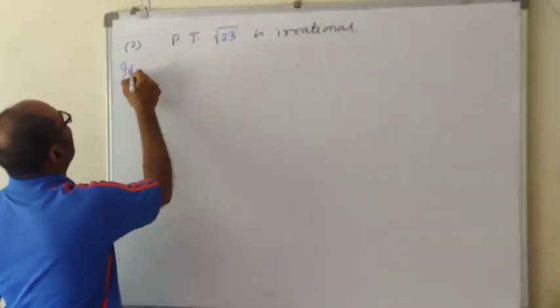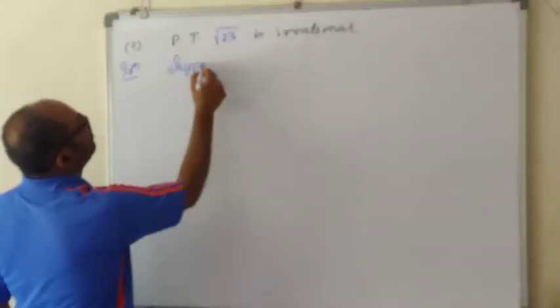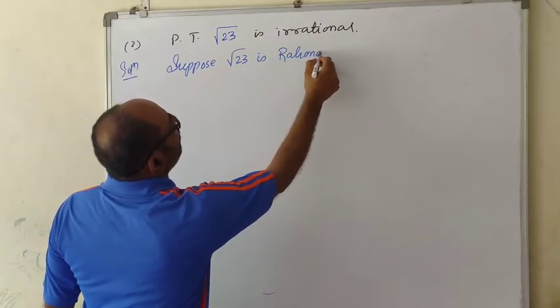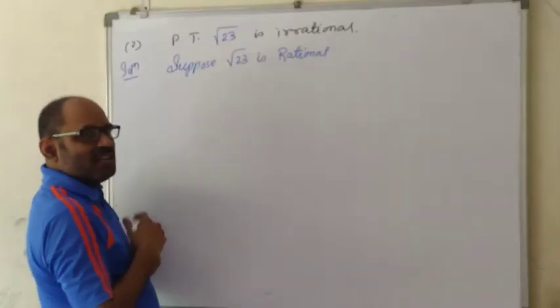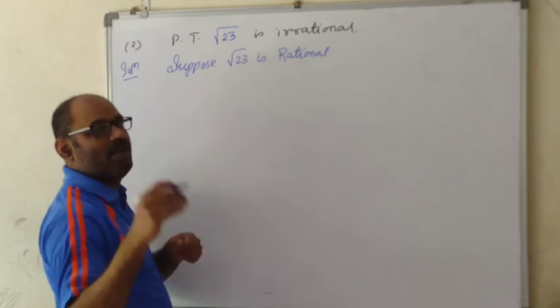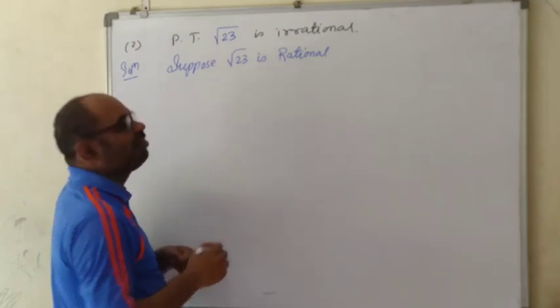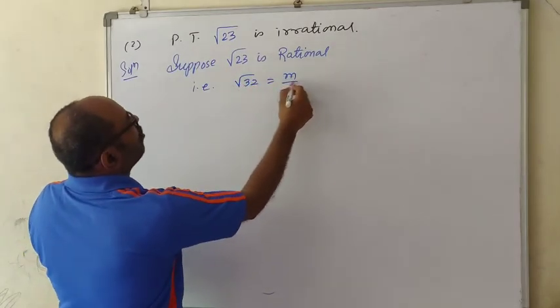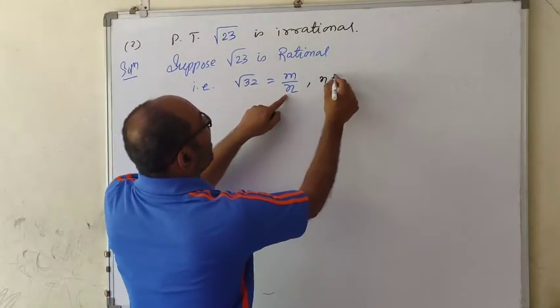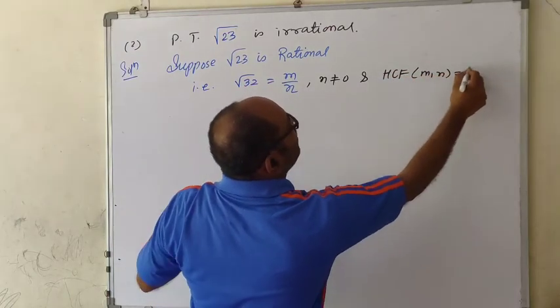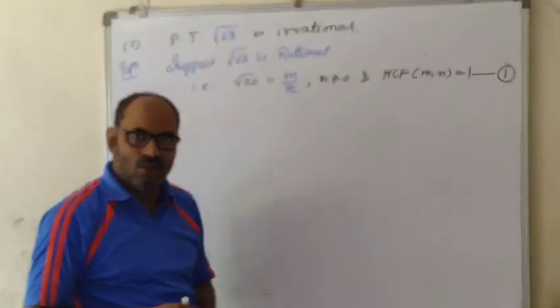Converse. We will suppose that square root of 23 is rational. Now that it is rational, you can write it in the form A upon B, P upon Q, M upon N. This time I'm going to use M upon N. That means root 23 is equal to M upon N, where the denominator N cannot be 0 and HCF of M and N is equal to 1. And that is the result 1.